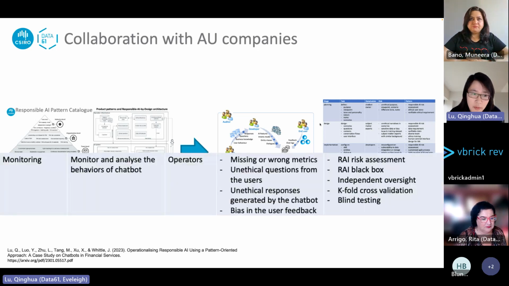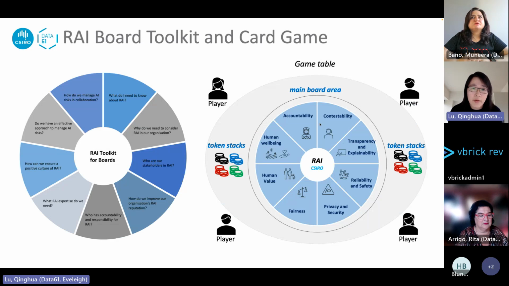For example, for the monitoring stage, we have identified there can be 4 types of risk, including missing or wrong metrics, unethical questions from the users, unethical responses generated by the chatbot, and biasing the user feedback. Then we also recommend 5 patterns to help them, so they can consider using them in their development process. And we are developing some toolkits for senior management.